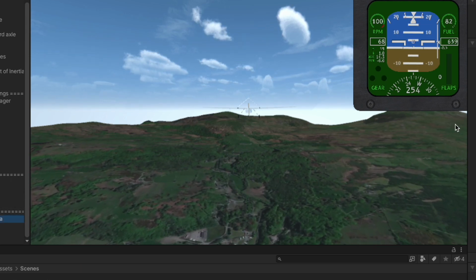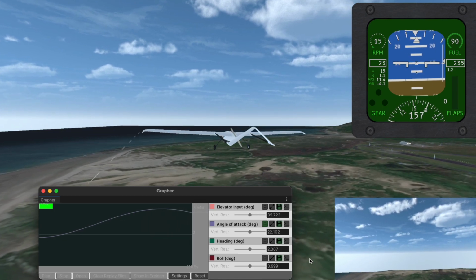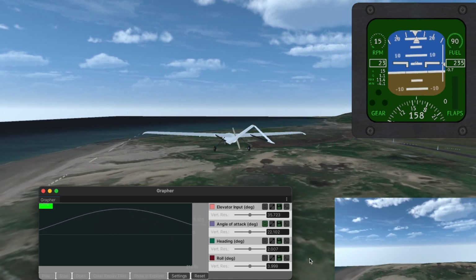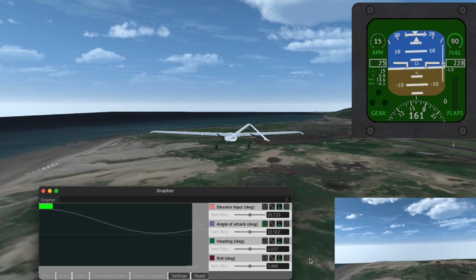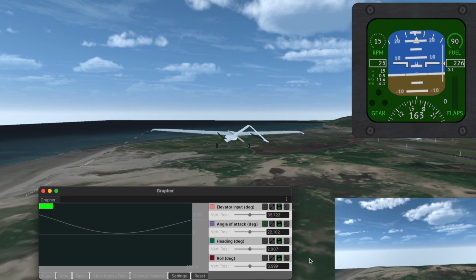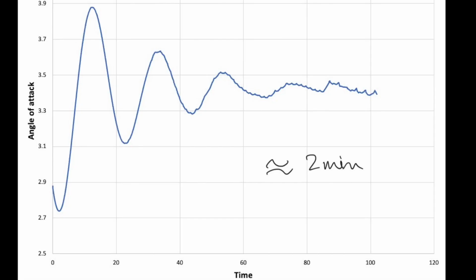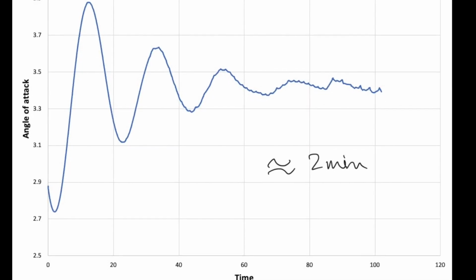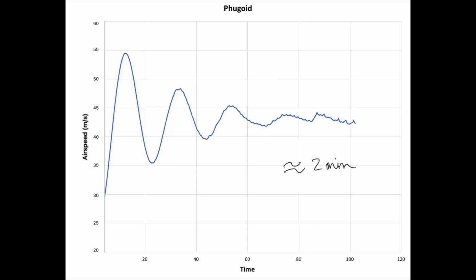The phugoid mode is an aircraft motion in which the vehicle pitches up and climbs and then pitches down and descends, accompanied by speeding up and slowing down as it goes downhill and uphill. The phugoid mode is characterized by the damping ratio and natural frequency of the motion. For this aircraft, the measured damping ratio was approximately 0.124 and the natural frequency was 0.571 radians per second, with a time to subside of approximately 2 minutes.